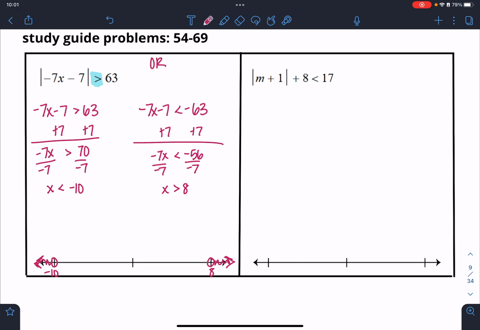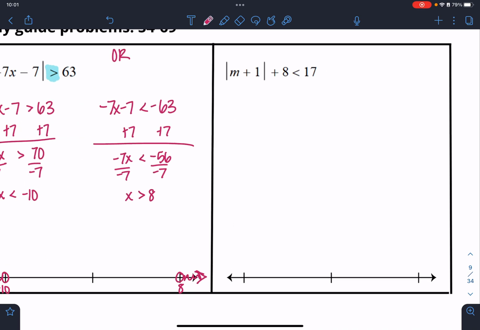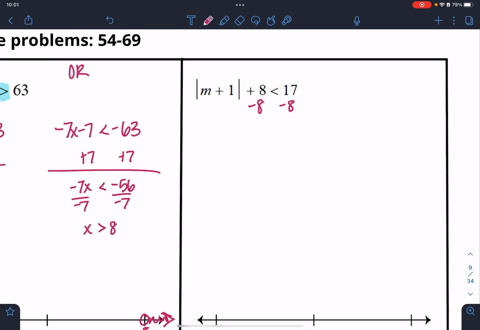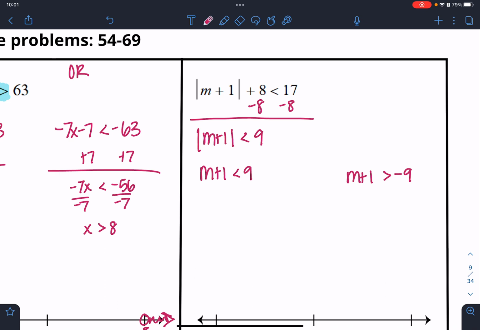Okay, last one. We want to first simplify this stuff outside the bars, and then I can do my inequality. So this one, the only thing that's stopping me is I have that plus 8. I would need to subtract the 8 from both sides. So I have n plus 1 less than 17 minus 8 is 9. Okay, so now I can set up those two equations. N plus 1 is less than 9. N plus 1 greater than, flip your sign, negative 9. Okay, then I can just subtract 1. So I have n is less than 8. Again, subtract 1 over here. So n is greater than negative 10.